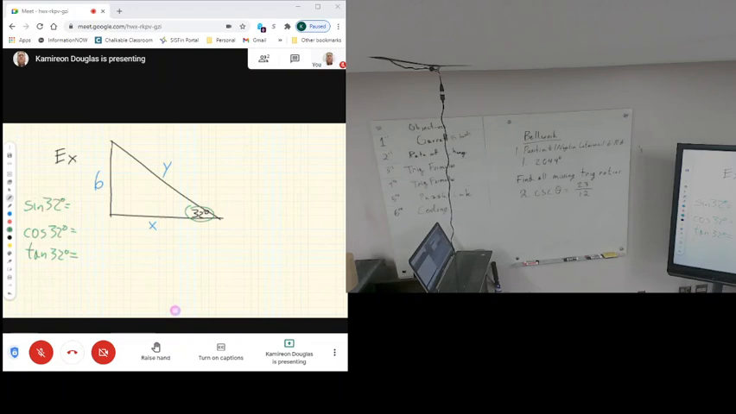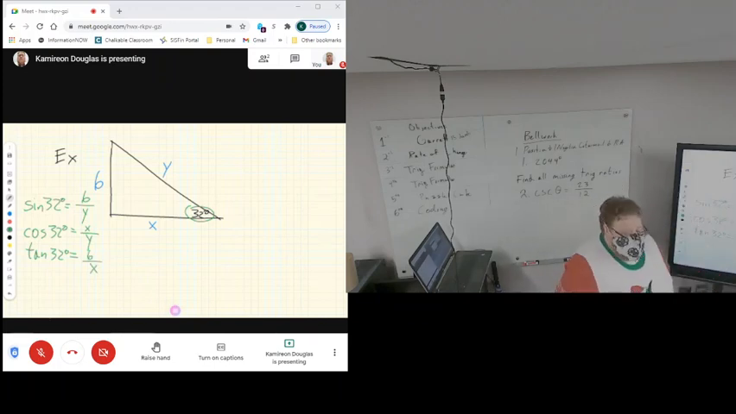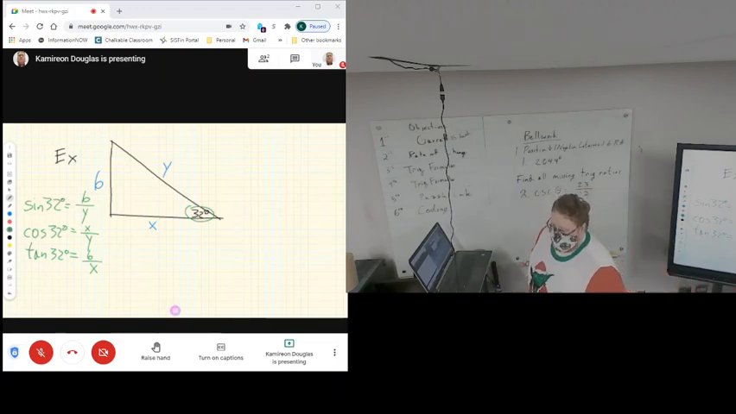Example, sine of 32 would be the opposite side, 6, over the hypotenuse, y. Cosine of 32 would be the adjacent, x, over the hypotenuse, y. Tangent of 32 would be the opposite, 6, over the adjacent, x. And like I said, I could do the other three that we did last time. Those are only useful to define, not necessarily to do for any individual problem.